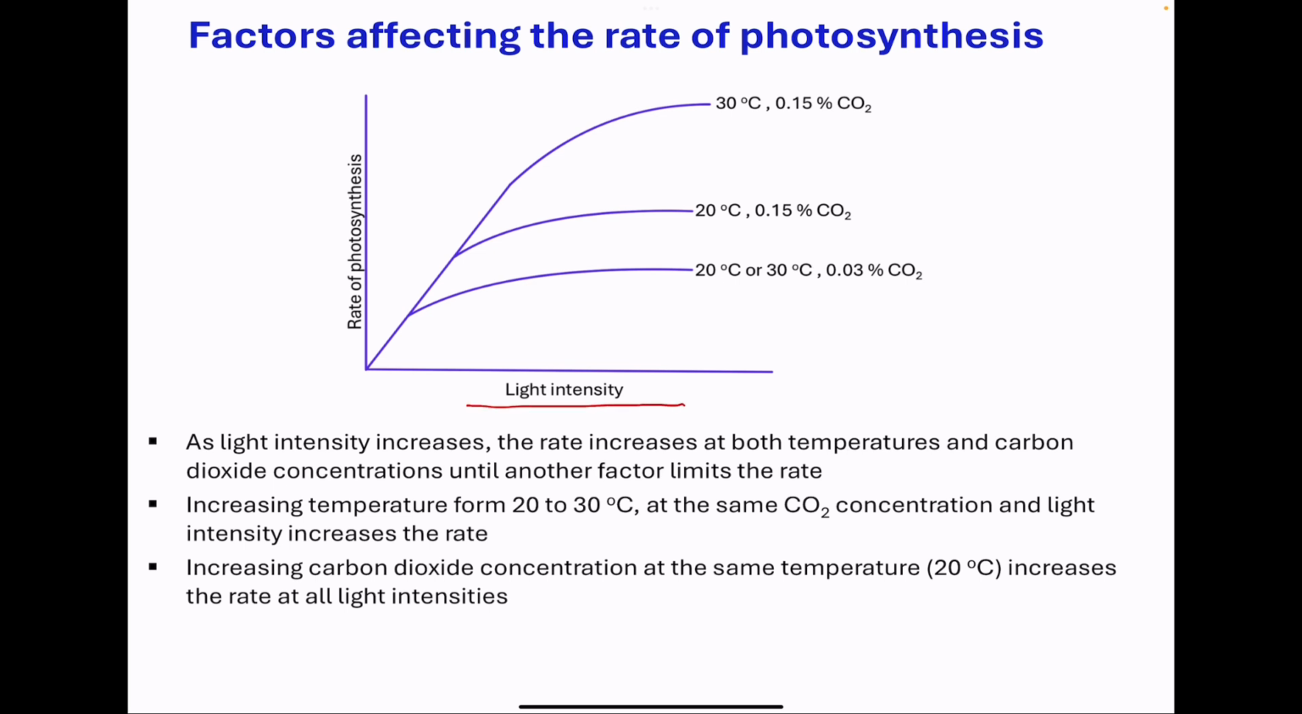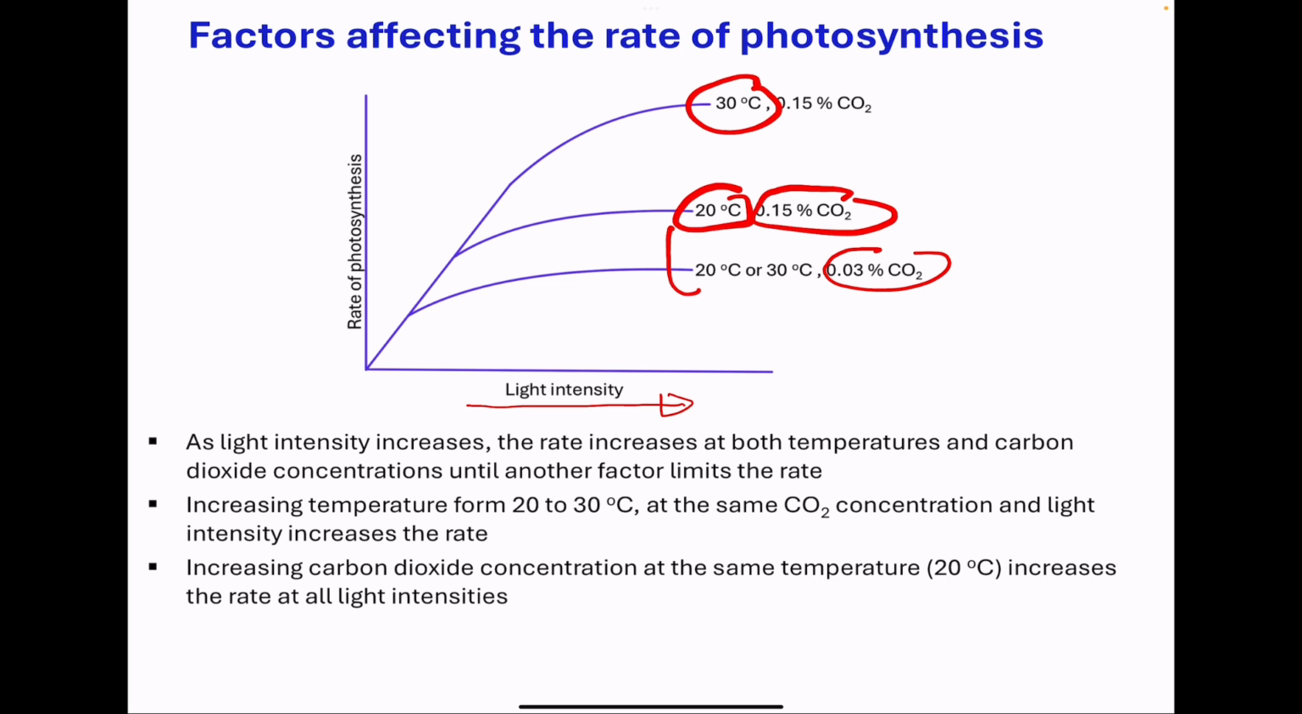We see as light intensity increases for all concentrations of carbon dioxide and for all temperatures, we can see there is this concentration, that temperature 20, and then the temperature 30. So for all temperatures and for all carbon dioxide concentration, as light intensity increases, the rate of photosynthesis also increases until another factor limits the rate.